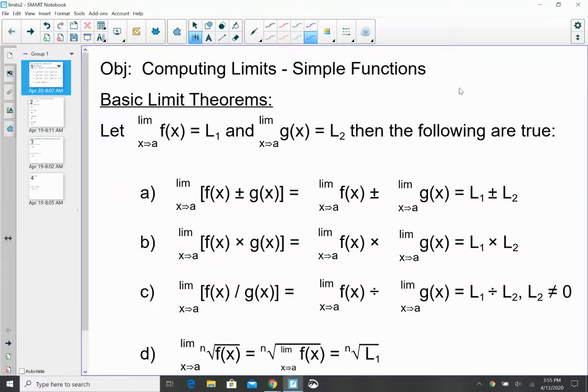Good morning, ladies and gentlemen, and today we're going to be talking about computing limits with simple functions. Now, this is a pretty involved thing, computing limits. We'll be spending a couple days, probably about a week or so, on different techniques. Today, we're just going to start off with some of the basic ideas, or what we like to refer to as basic limit theorems.